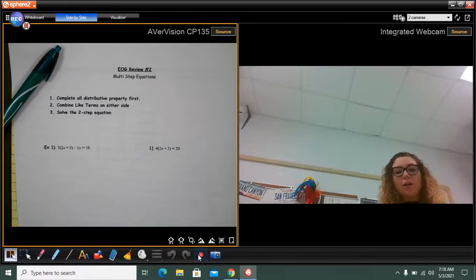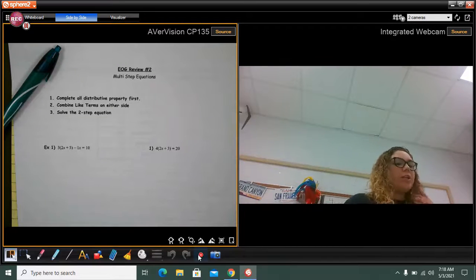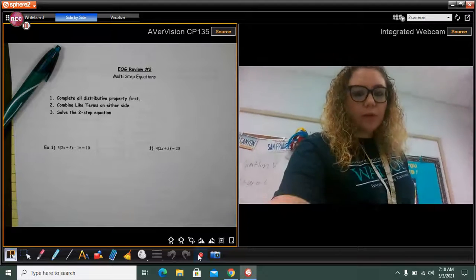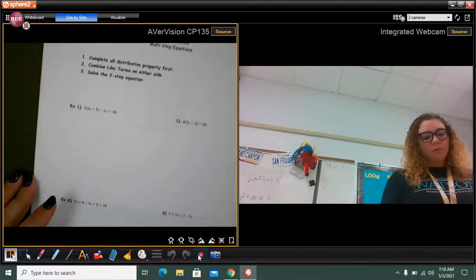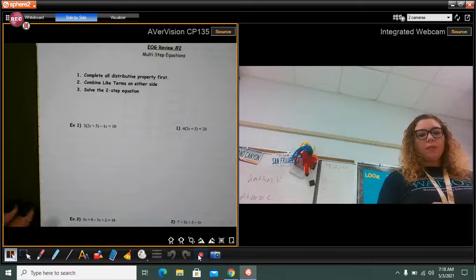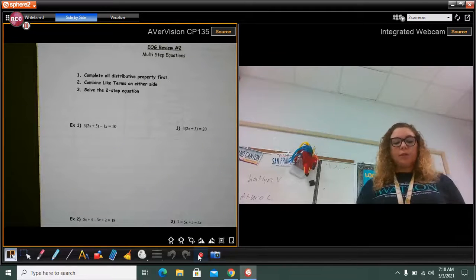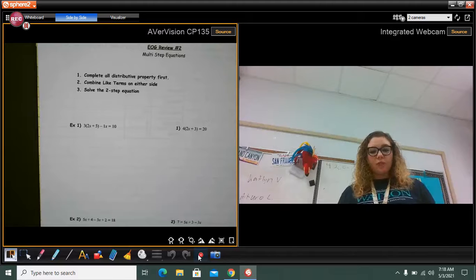So today we're going to talk about multi-step equations. We're going to continue with our EOG review. There are 3 steps. 1, complete the distributive property first. 2, combine like terms on either side.